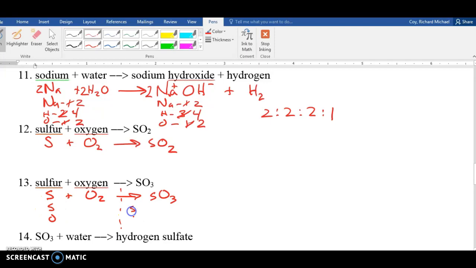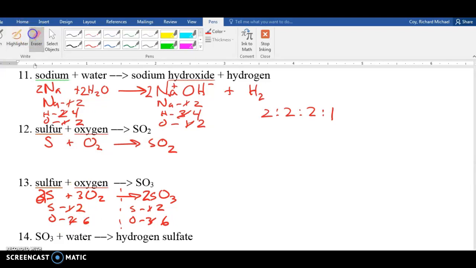Some S, got some O. Some S, got some O. 1 of those, 2 of those, 3 of those. Nope. All right, we know if we get the 3 and 2, we're shooting for the number 6. Let's put a 2 there. Give ourselves 2 sulfurs, 6 oxygens. Put a 3 there. I'm sorry, a 2 there. Just 2 sulfurs. And let's put a 3 there. It'll give us 6 oxygens.